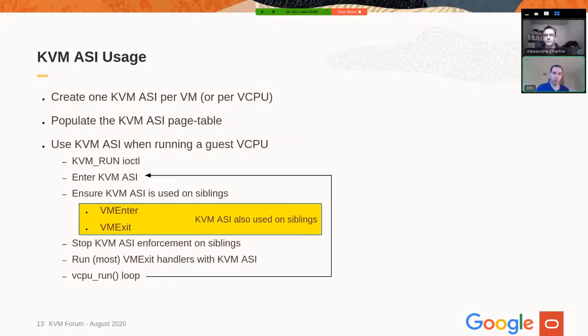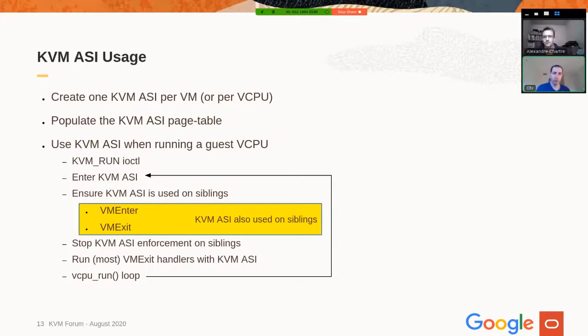Then obviously you populate your KVM ASI page table with things which are generic, such as kernel information you need just to enter and run your ASI, and also things which are specific to your VM or your vCPU. After that, the KVM ASI will be used when you are running the VM itself, so when you are running the vCPU guest. It will all start with the KVM_RUN ioctl.